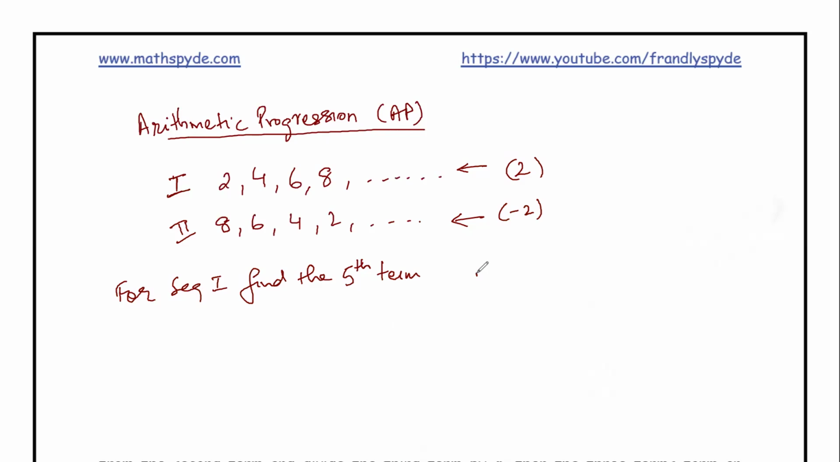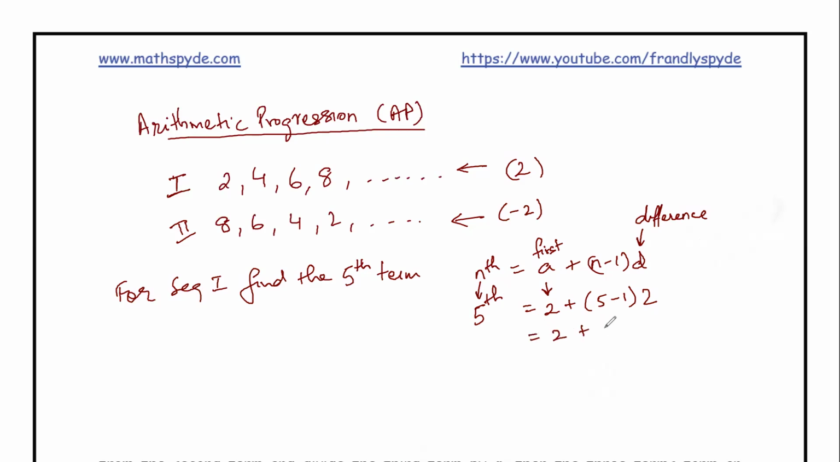So in AP, the nth term is equal to a plus n minus 1 times the difference. If I want to find the fifth term, n is equal to 5, a is the first term, which is 2, and then 5 minus 1 into the difference, which is positive 2. So 2 plus 4 into 2 is 8, which is 10. So we already know that the fifth term is 10.